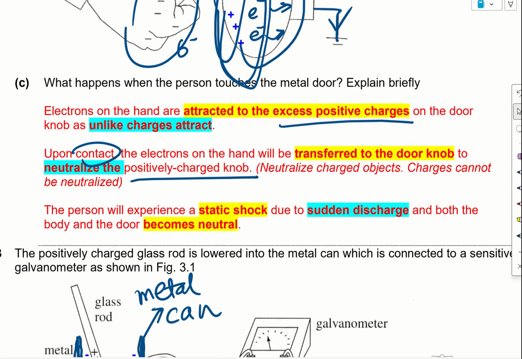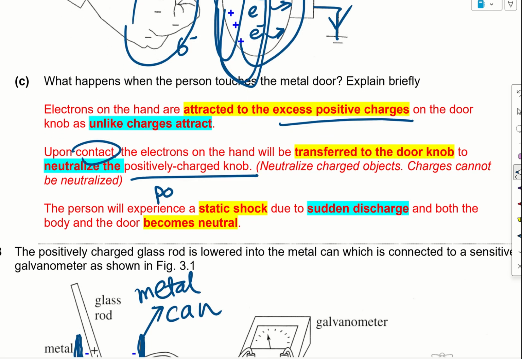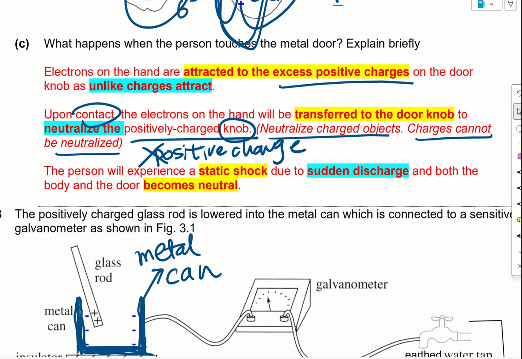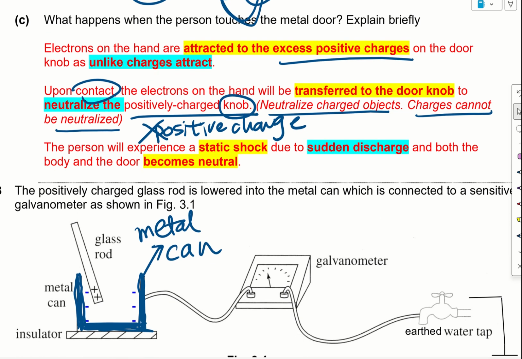Take note, you cannot say that to neutralize the positive charge. You can only talk about neutralizing the positively charged knob, the object. So you can only neutralize charged objects. Charges cannot be neutralized. I even have some students who will write that they will neutralize the protons. The protons cannot be neutralized.